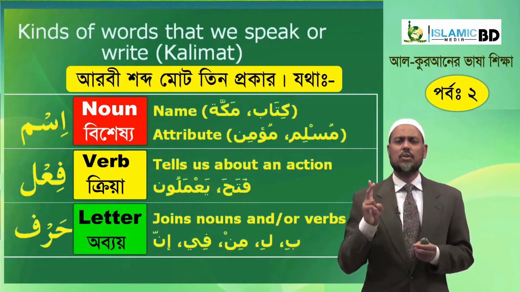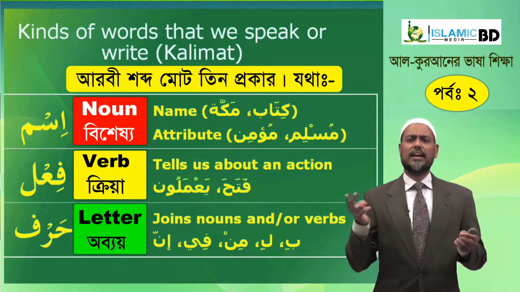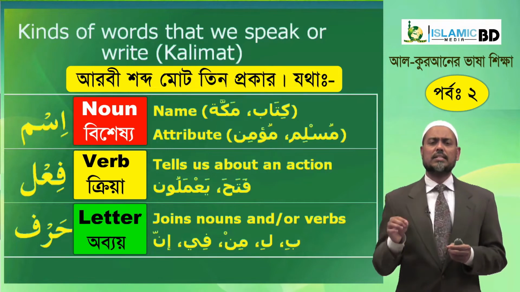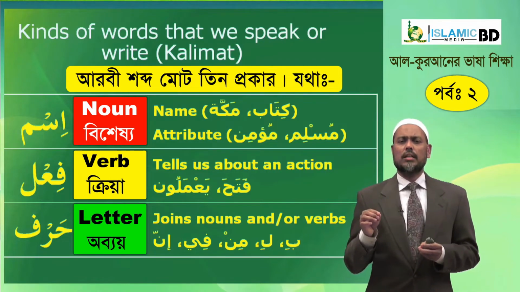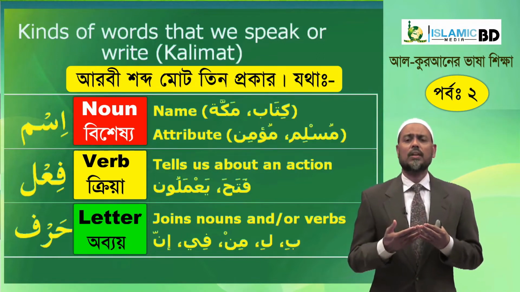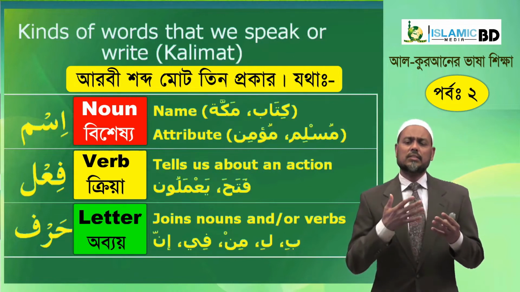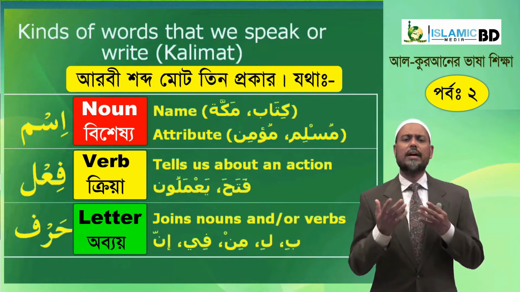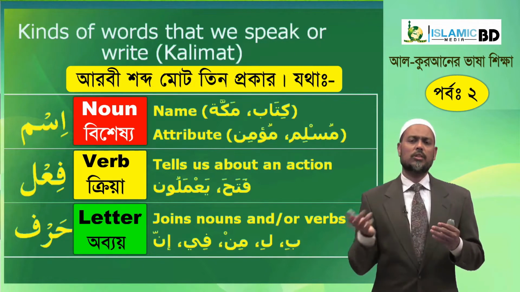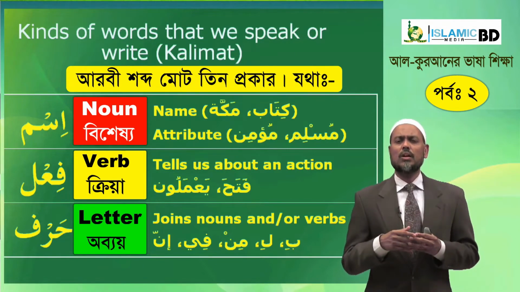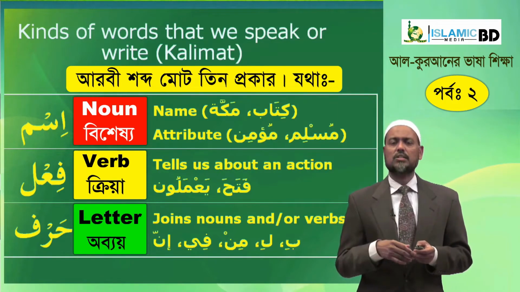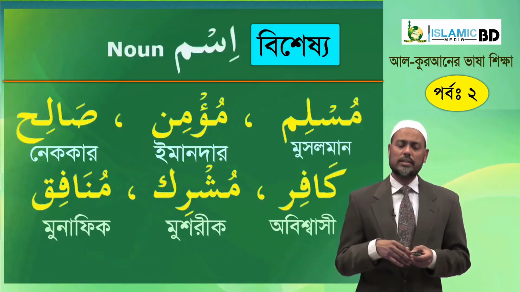The second category is of verb. Verb tells us about an action. For example, fataha, ya'malun. And the last category is harf, the letters. They are called letters even though they are words, made up of more than one letter many times. These letters join nouns and or verbs, one noun with the other, or noun with the verb, verb with the noun, or among verbs, and so on. So bi, li, min, fi, inna, all these are letters, and inshallah we will learn about them more later on.